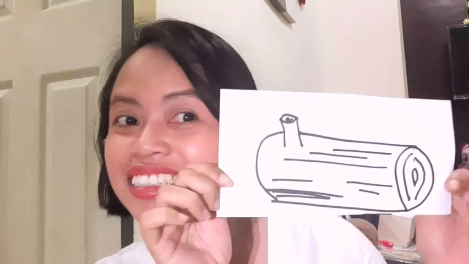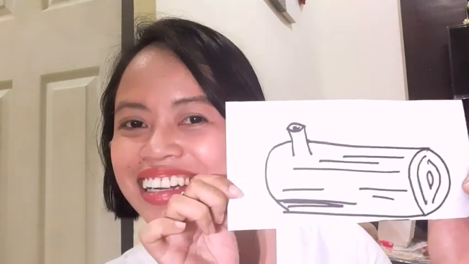Karon, magpakita ko og picture. I want you to spell the name of the picture. Ready na ba mo? Very good! Picture number 1. Unsa ni siya nga picture? Okay! Kani nga picture is log. Very good! Okay! Ang log nag-spell ang L-O-G. Okay, very good.